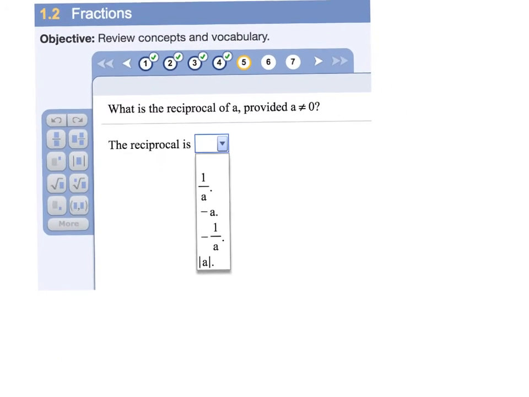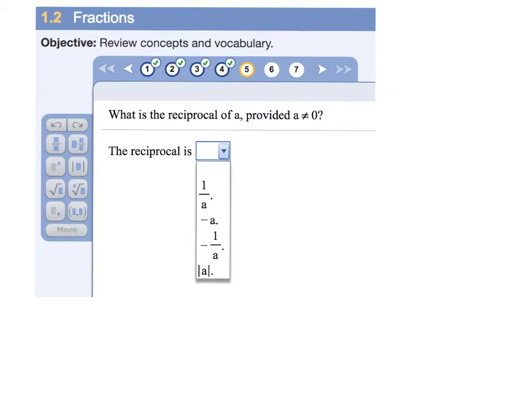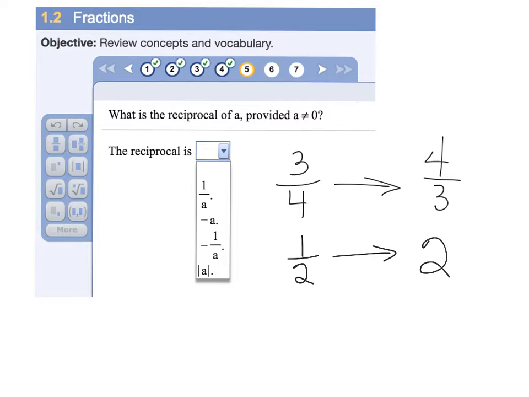And this says, what is the reciprocal? Well, the reciprocal means you take the fraction and you flip it. So if this is your number, then the reciprocal becomes 4/3. These fractions are not equal. That's why I drew an arrow instead of an equal sign. So if you have 1/2, the reciprocal of 1/2 is 2. And why is that? Well, that's because if you think about it, the reciprocal of 1/2 really is 2 over 1, but then 2 over 1 is equal to 2.